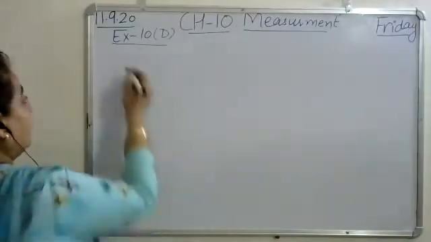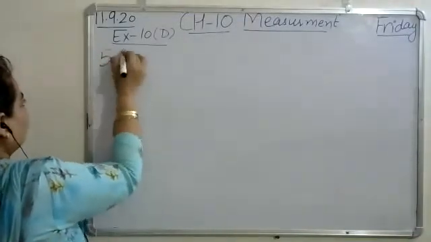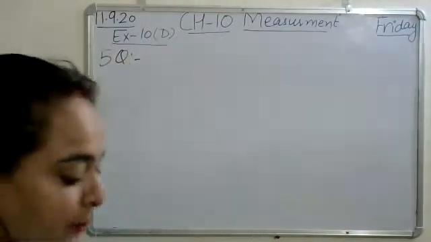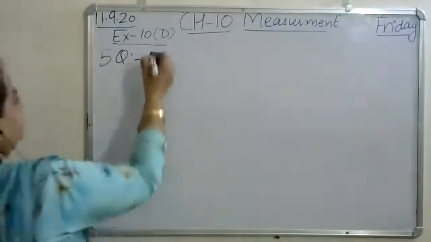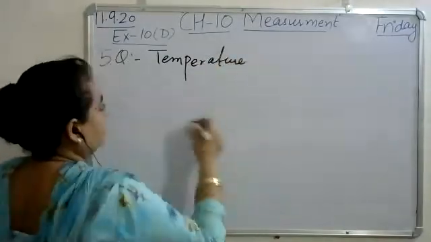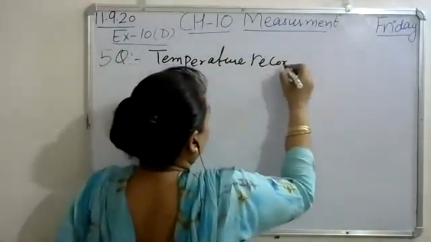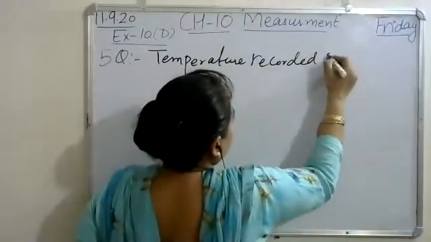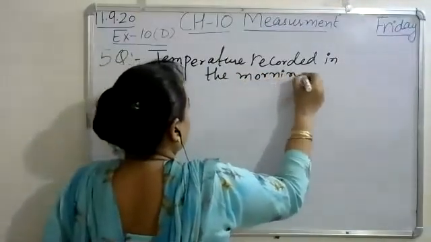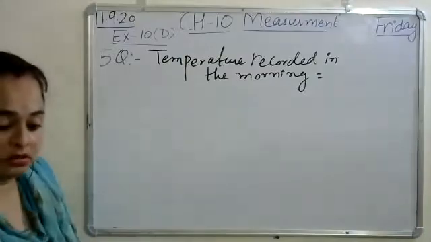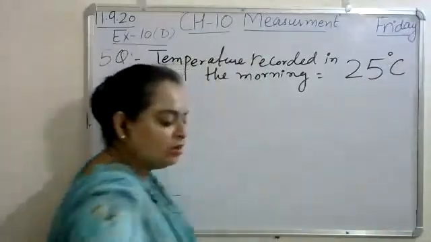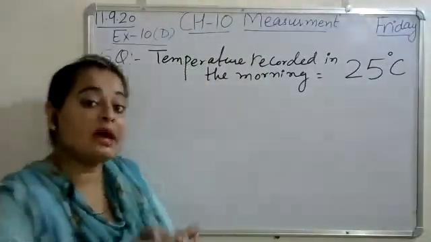Temperature during the day in Fahrenheit. So for the fifth question, you will write here, temperature recorded in the morning, 25 degrees Celsius. Now tell me, what is the first step to solve this sum?